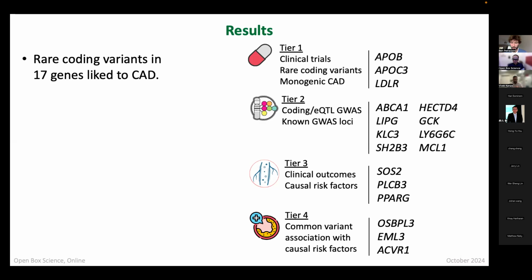And then tier 4 genes have none of the above, but have common variant association with causal risk factors. And then also, a literature review of all of these genes that we show in the supplements shows some lines of support when you look at the biological mechanisms of these genes.